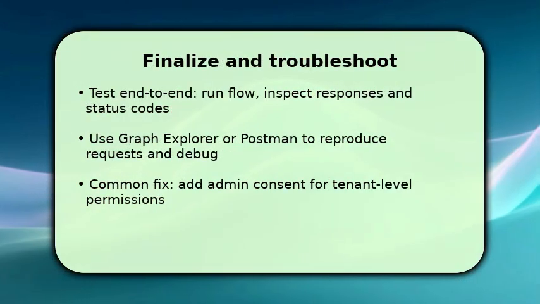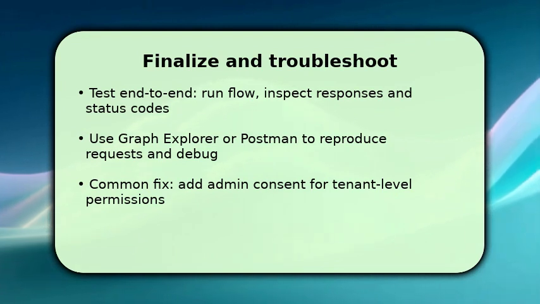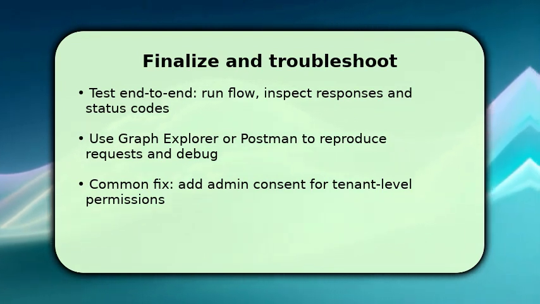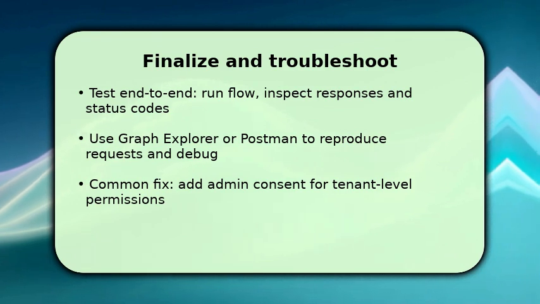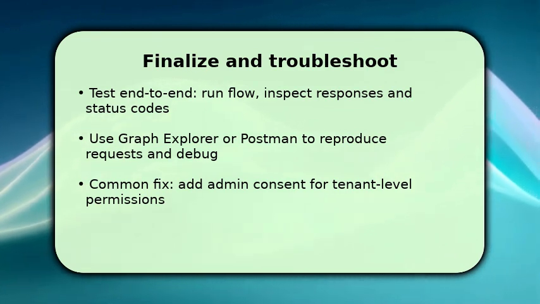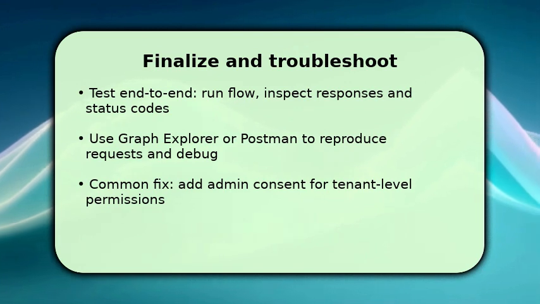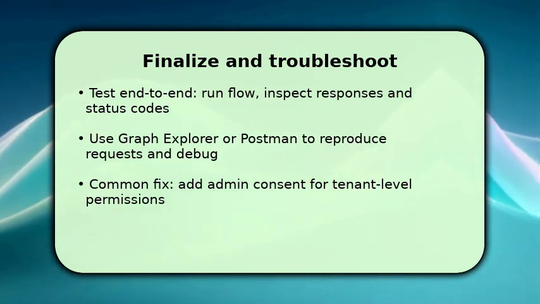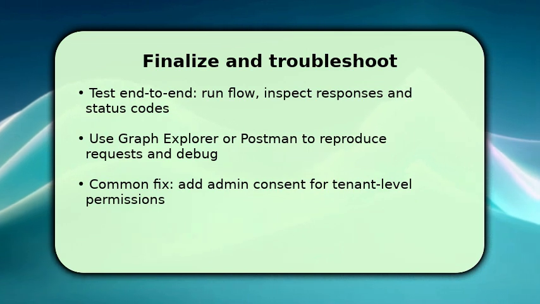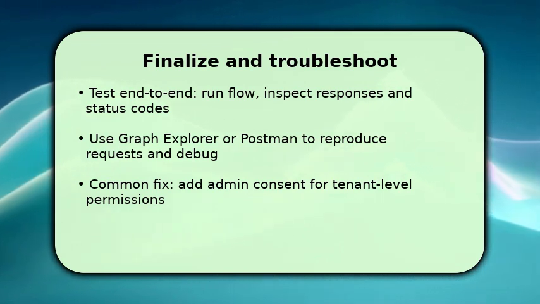Finally, you validate and secure the solution by running the flow end-to-end and inspecting response codes and JSON bodies in run history. If a call fails, reproduce it in Graph Explorer or Postman to isolate payload, headers, or permission issues. Make sure to handle token refresh and store secrets in Key Vault or secure inputs.